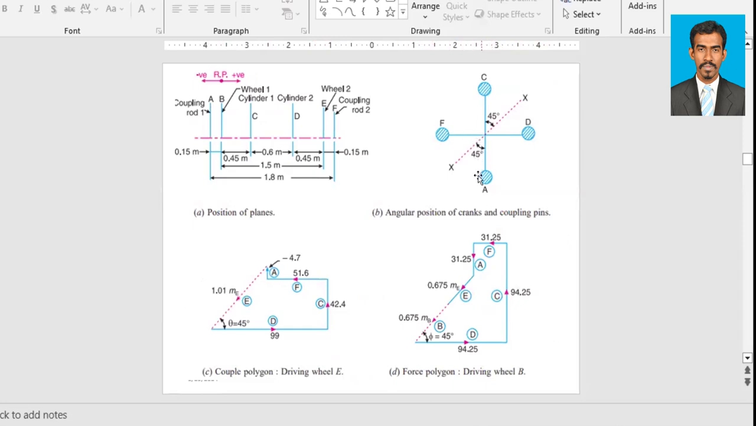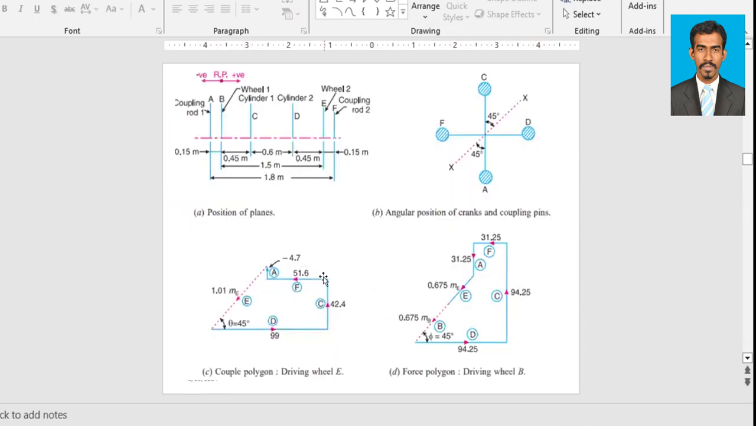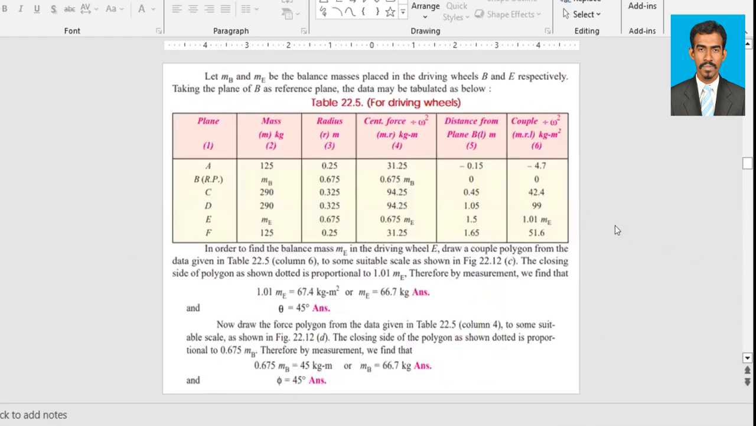Then we have A. A is going downwards, but here our value for A is minus 4.7. So we'll draw the couple polygon upwards, 4.7 this way. If it is 4.7 downwards, that should be plus. Since it's negative, I'll draw it upwards 4.7. So we have drawn for this and this. Since it's 0, we don't have a diagram for that.